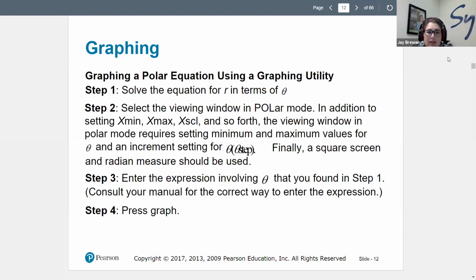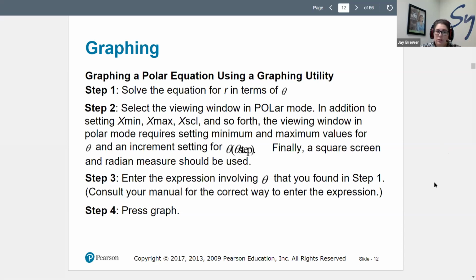Okay, so you want to make sure that you check your X min, your X max, your X scale. The viewing window in the polar mode requires setting minimum and maximum values for theta and an incremental setting for theta step. Finally, a square screen and radian measure should be used. All right. Step 3, enter the expression involving theta that you found in step 1, and then press graph.